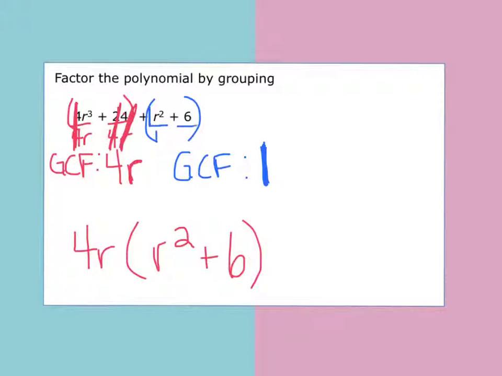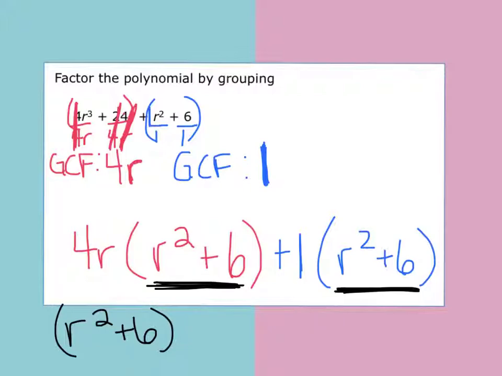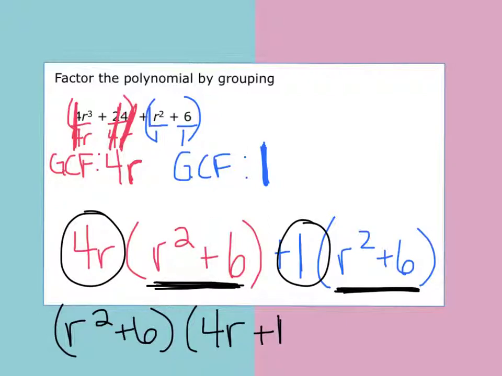If I divide both by 1, it's going to give me the same thing. But I just need to remember to write it on the outside of parentheses. And then I get r squared plus 6. Notice whatever's inside the parentheses is always going to be the same, right? These two are always the same. So I'm going to get r squared plus 6, and I just write it once. And then I circle what's left, and that goes on the outside, so I get 4r plus 1. And now I'm fully factored.